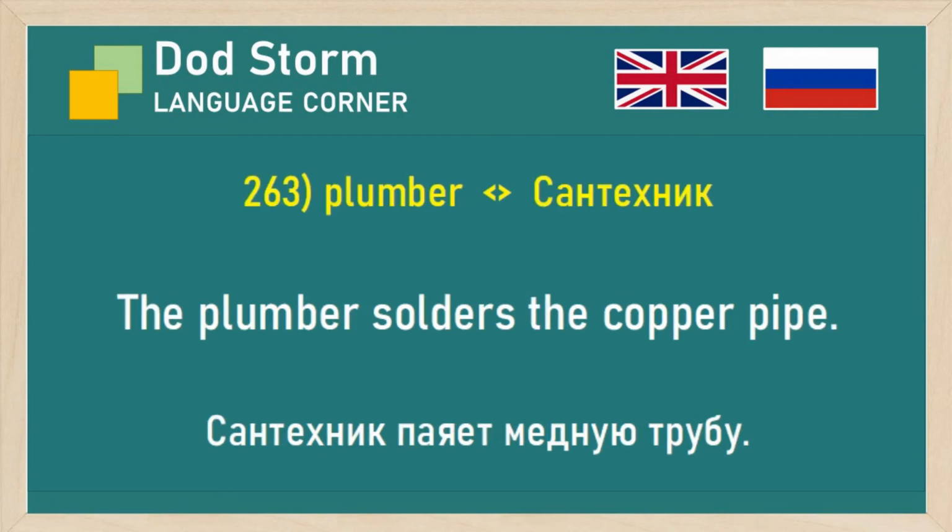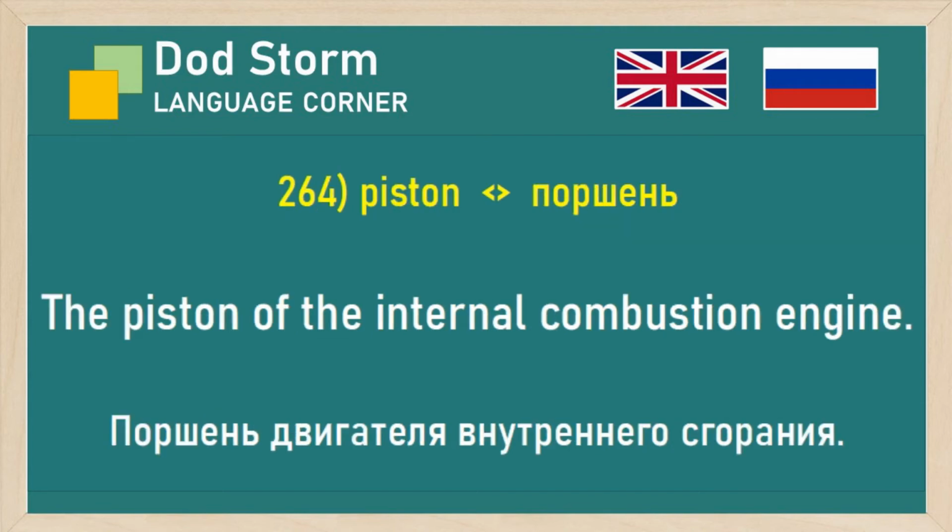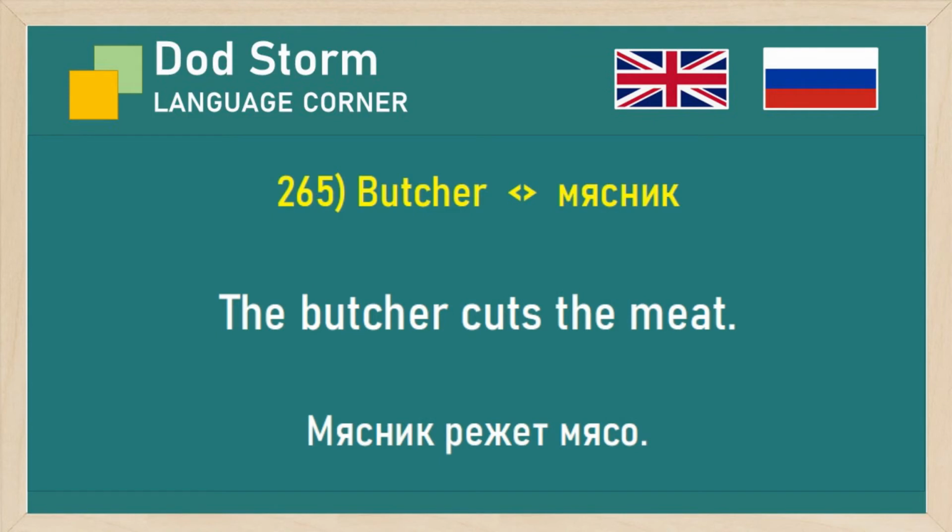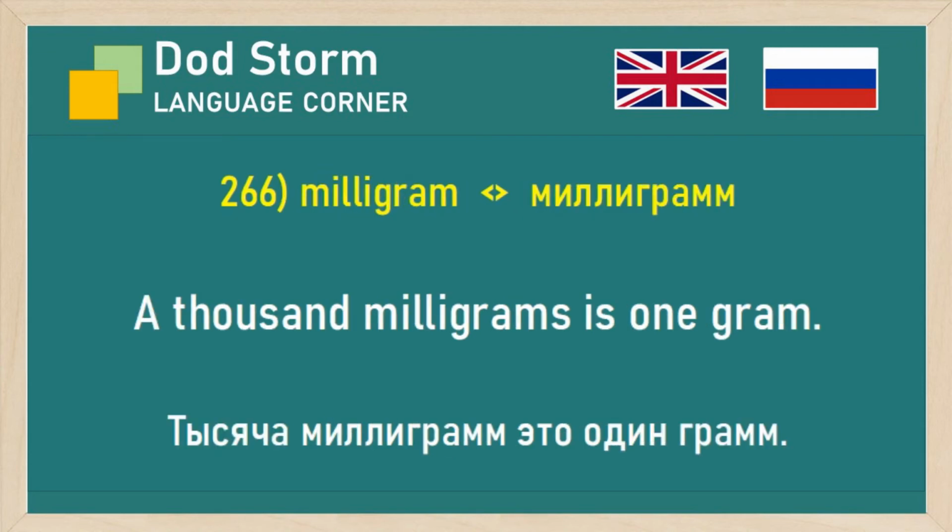The plumber solders a copper pipe. The piston of the internal combustion engine. The butcher cuts the meat. A 1,000 milligrams is 1 gram.